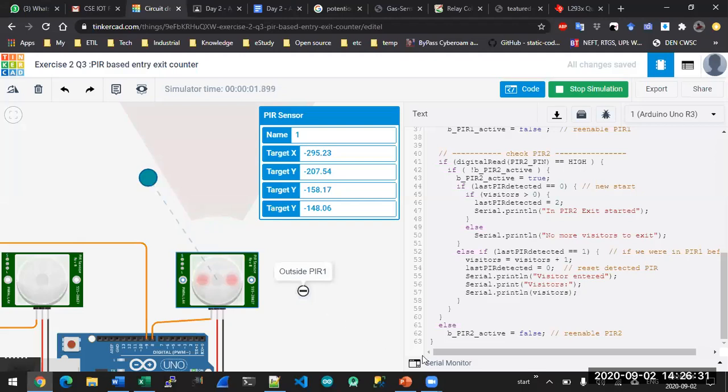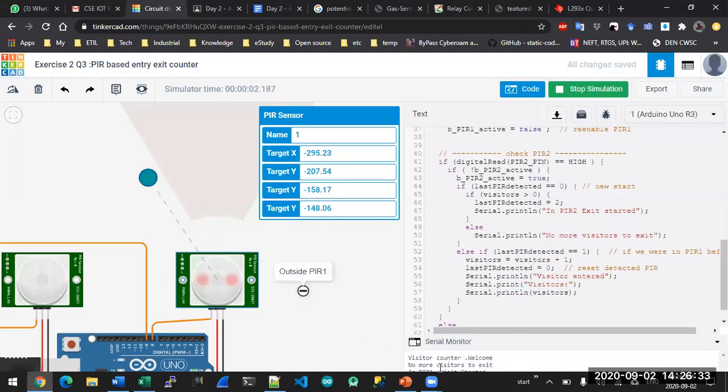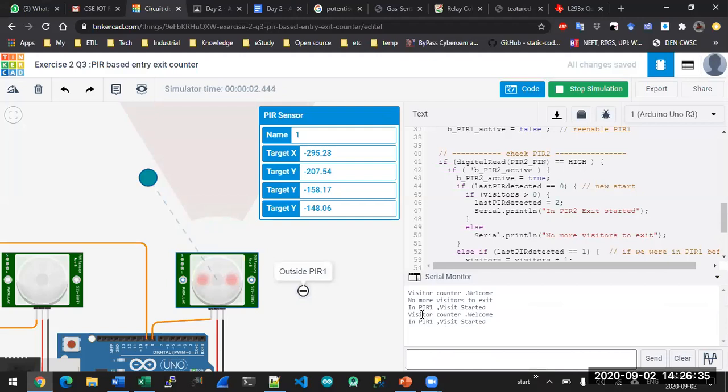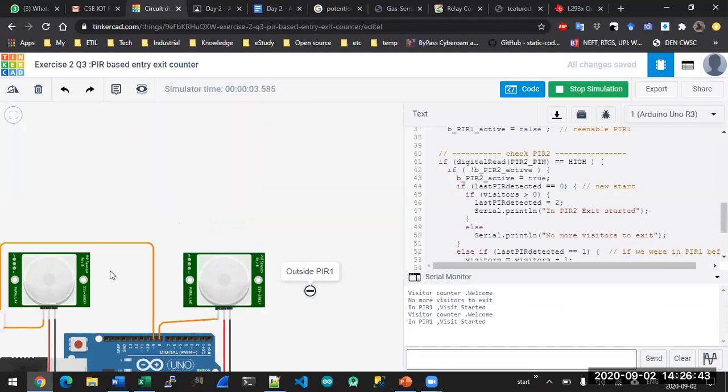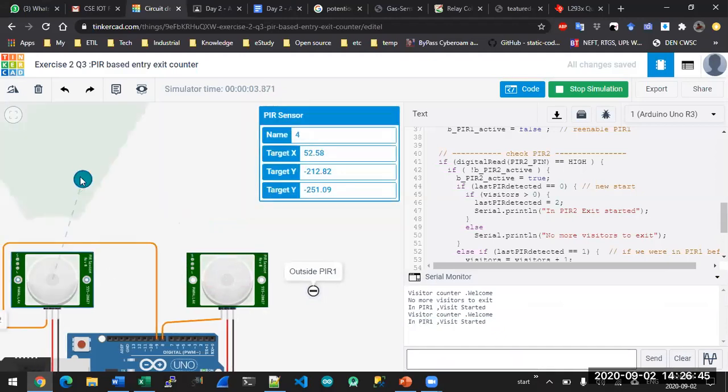Now, as detected in PIR1, "visit started". Then in the second PIR, you can see the person is moving again from the door to the inside. You can see "visitor entered", and visitors is now one.